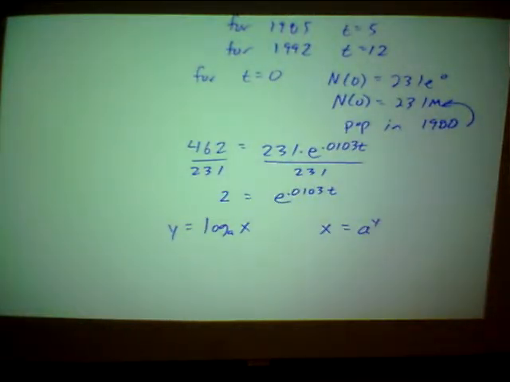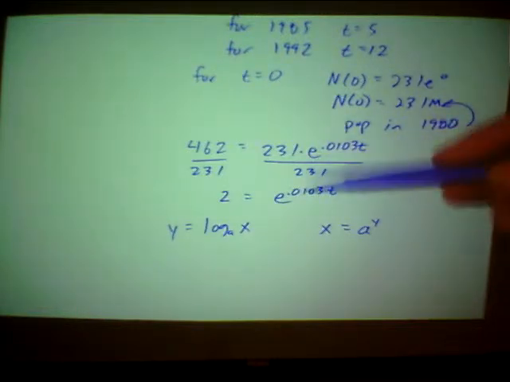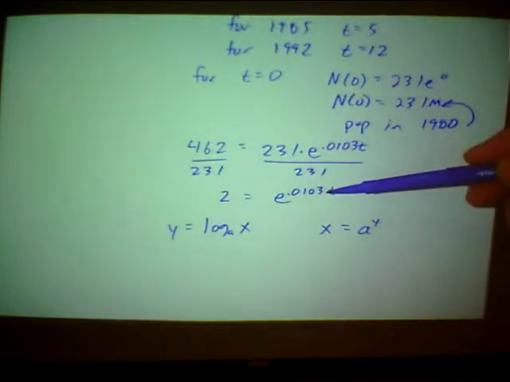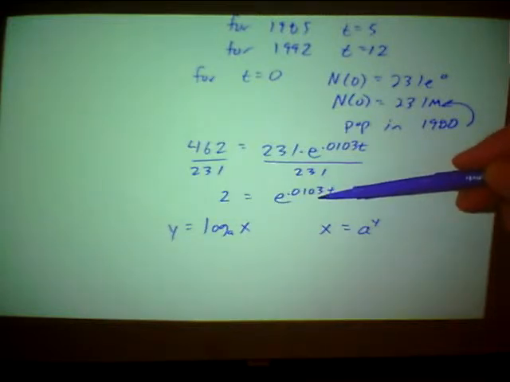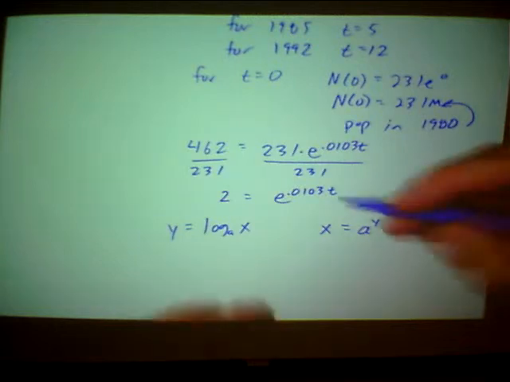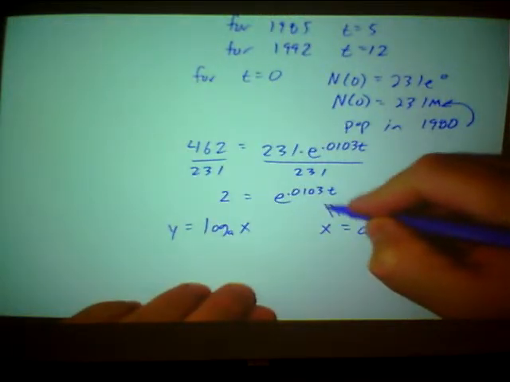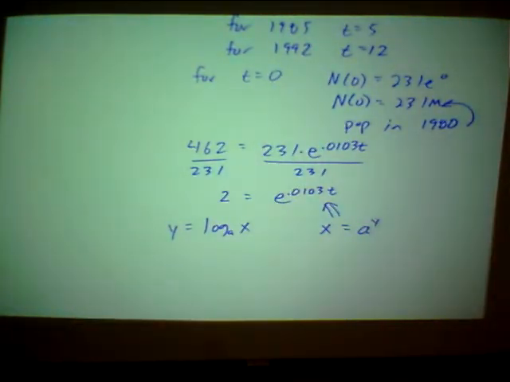And we learned how to go back and forth. So what I can do to solve this, I right now have an exponential equation. I can take this and convert it into the log equation. So I'm going to go ahead and do that. I'm going to figure out my x and my y and my a. So I'm going to take my exponential equation and figure out the x and the y and the a.